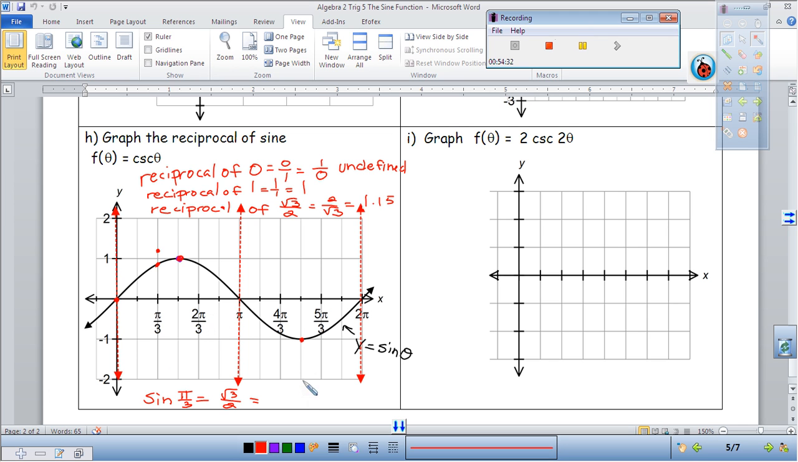The sine of 2 pi over 3 is also the square root of 3 over 2. So its reciprocal is going to be right here as well, 1.15. I know this because I've memorized the unit circle. So basically, the shape of the cosecant curve, or graph, is going to look like this. It's going to do the same thing down here.